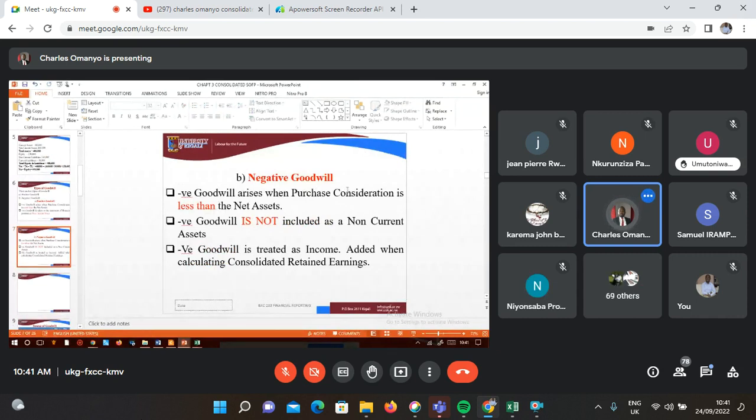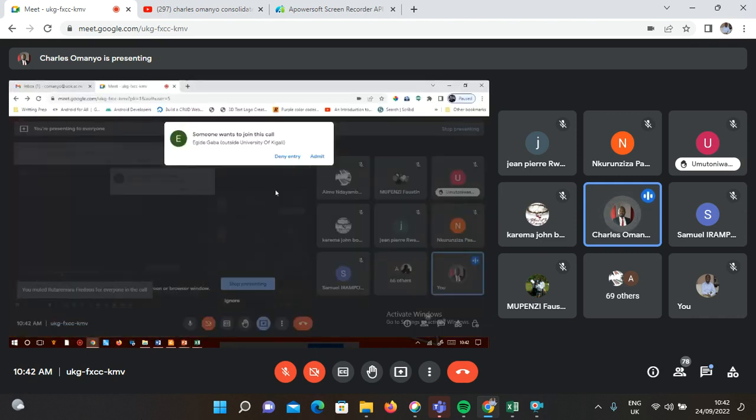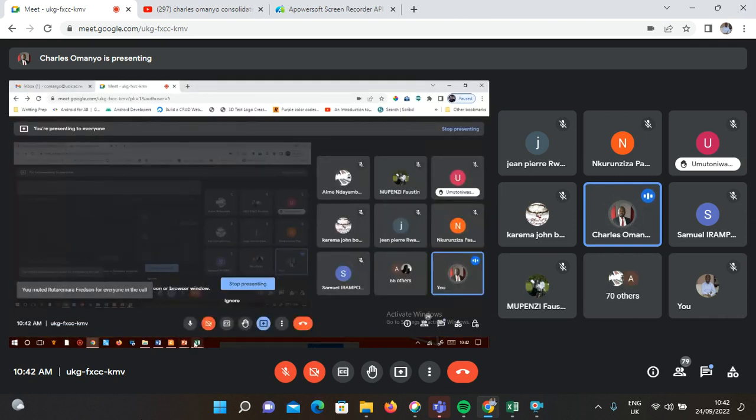Now, negative goodwill. Negative goodwill, on the other hand, arises when your net assets or equity is more than what you paid. When the net assets is more than what you paid, it is called what? Negative goodwill. Negative goodwill is not included in non-current assets. It is not a non-current asset. Negative goodwill is treated as income.